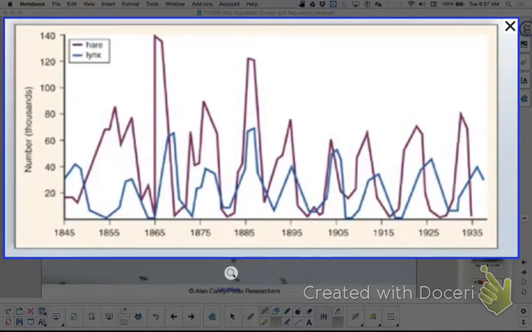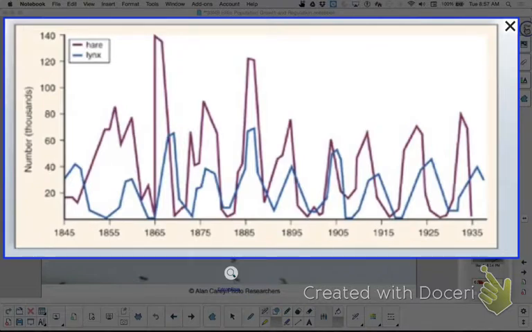Now, why might the bunny numbers, the hare numbers go down? It could be because maybe there's a drought and there's not enough food for him, so his number goes down. But because his number goes down, whoever is eating him, the lynx, their numbers go down as well. So those two tend to cycle back and forth.